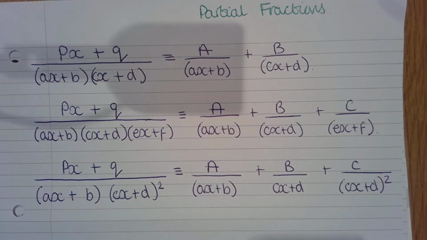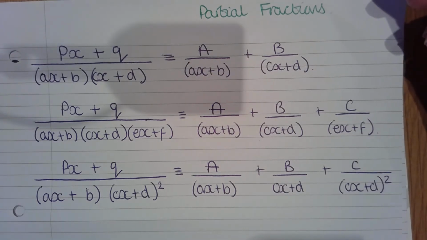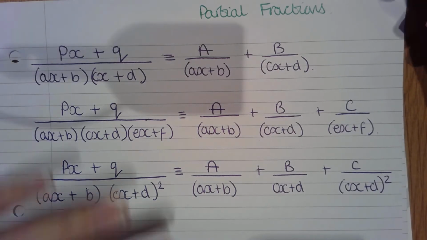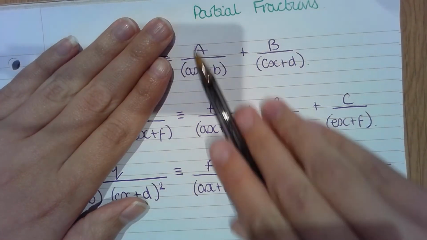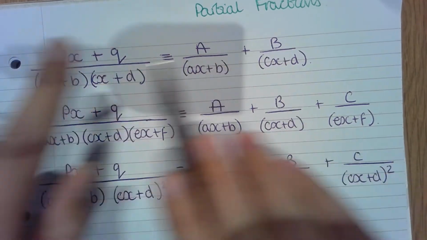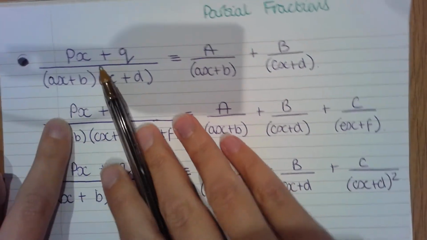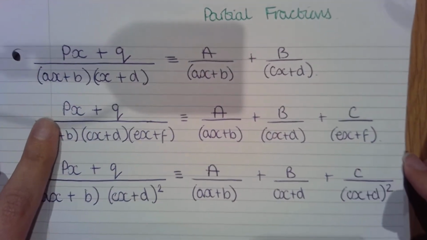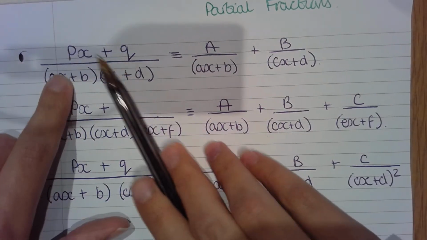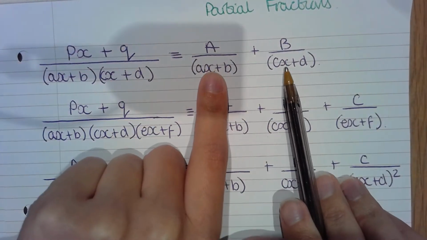Okay, so we are looking at partial fractions. Previously you would have done adding algebraic fractions, subtracting algebraic fractions and things like that. So you'd have been going from something that looks like this towards something that looks like this. But we need to be able to work the other way. So we've got to break something that looks like this down into partial fractions.